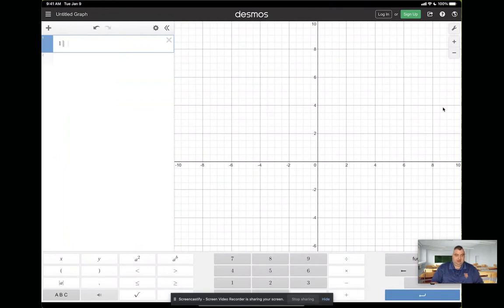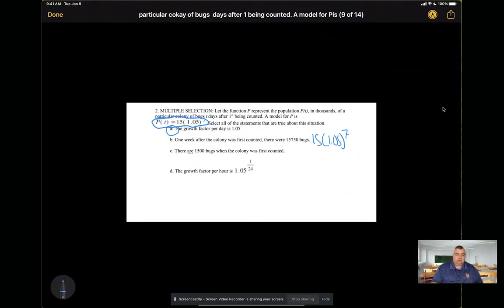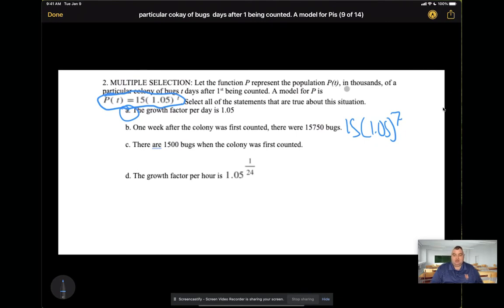So 15 times 1.05 to the power of 7, and we get 21.1. That doesn't mean there were 21.1 bugs. The key in this case, remember, it says up here in thousands. So this is 21.1 thousand. All right, 21.1 thousand is not 15,750. So B is not one of the answers.